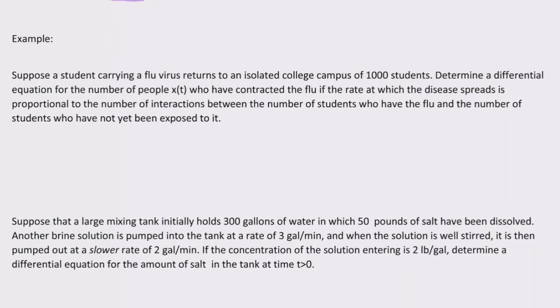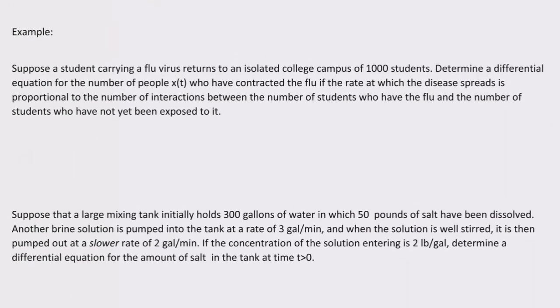All right, so let's take a look at an example. Suppose a student carrying the flu virus returns to an isolated college campus of 1,000 students. Determine a differential equation for the number of people x of t who've contracted the flu if the rate at which the disease spreads is proportional to the number of interactions between the number of students who have the flu and the number of students who've not yet been exposed to it.